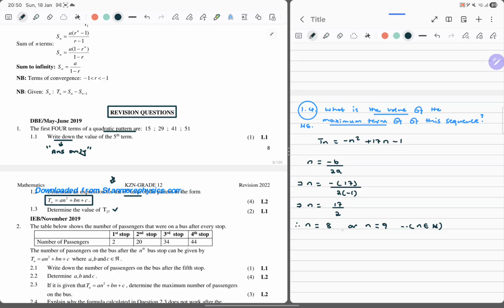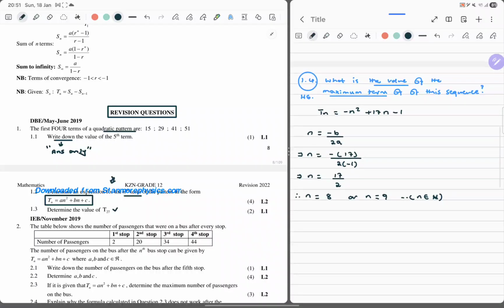The reason I'm doing this is because I know that there is symmetry. So if n is sort of like 17 over 2, that is between 8 and 9. So logically I know 8 and 9 should be equidistant from that turning point. So this means the turning point physically does not exist, but the term before and after that turning point is what may be the maximum. But we're going to check this, because if we don't check, we will run into problems.